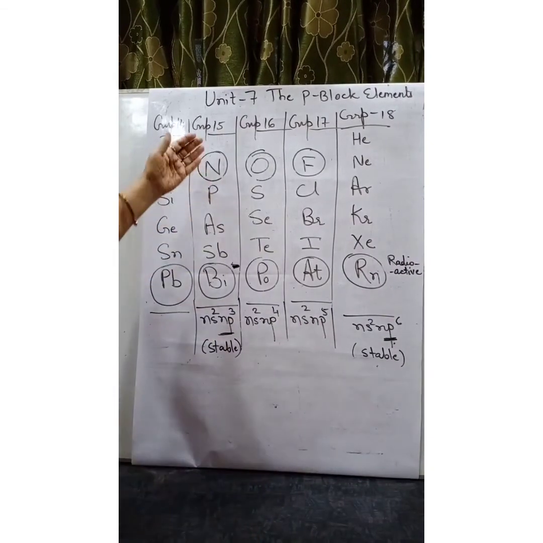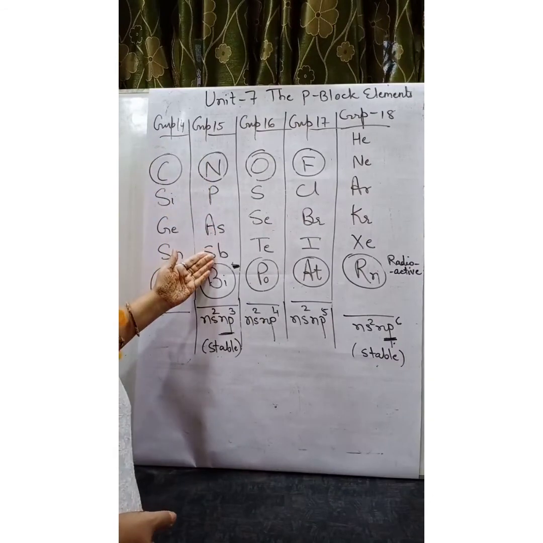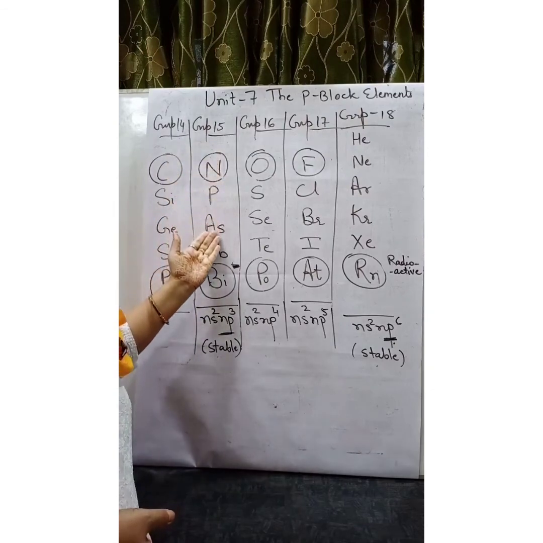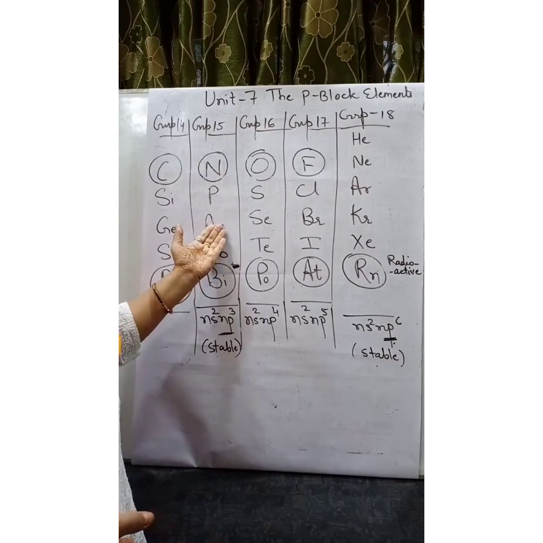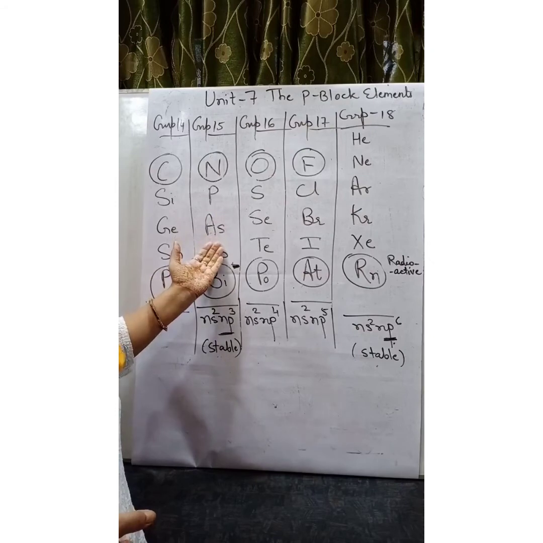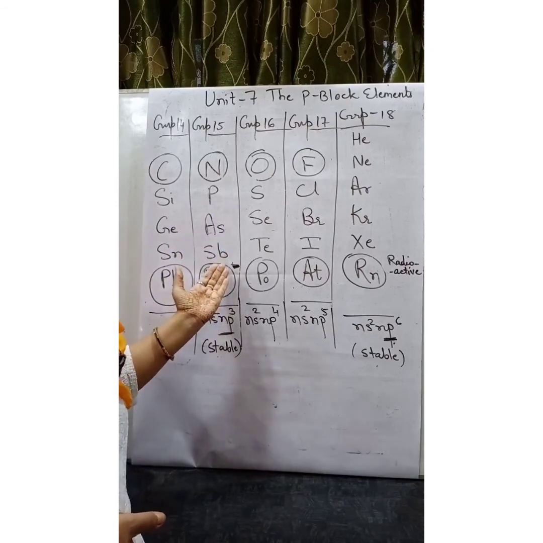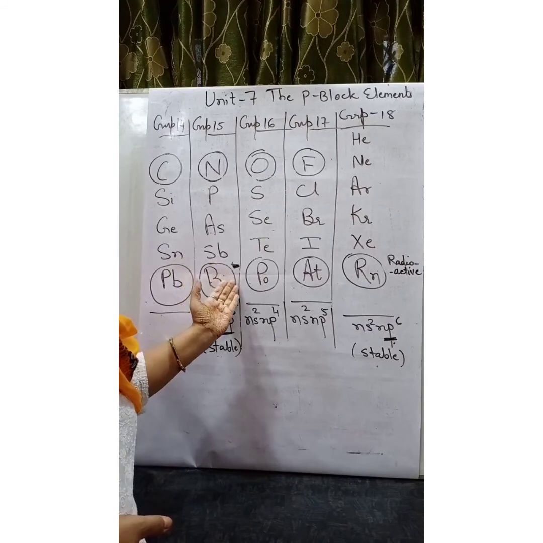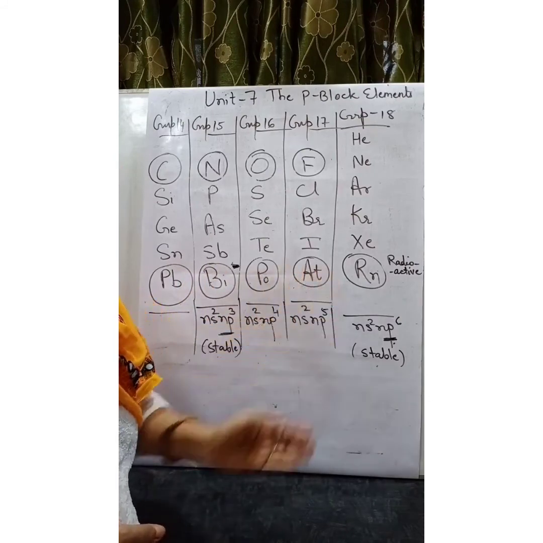Now, let us see the practical trends and compare them with the theoretical trend. We notice that practically as we move from top to bottom, melting point and boiling point increases, but suddenly here there is a decrease in the melting point and boiling point. The reason for this is the inert pair effect shown by these elements.